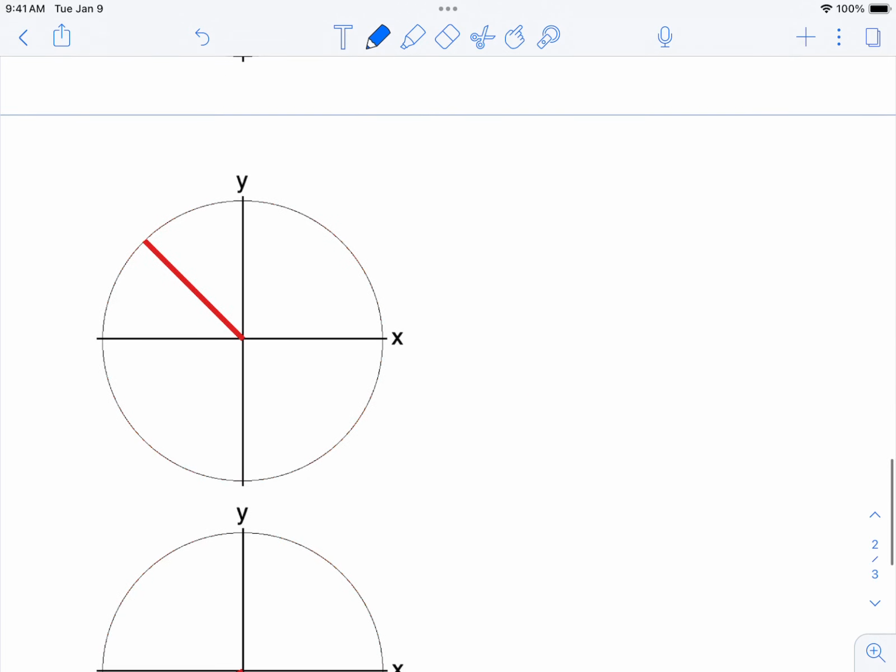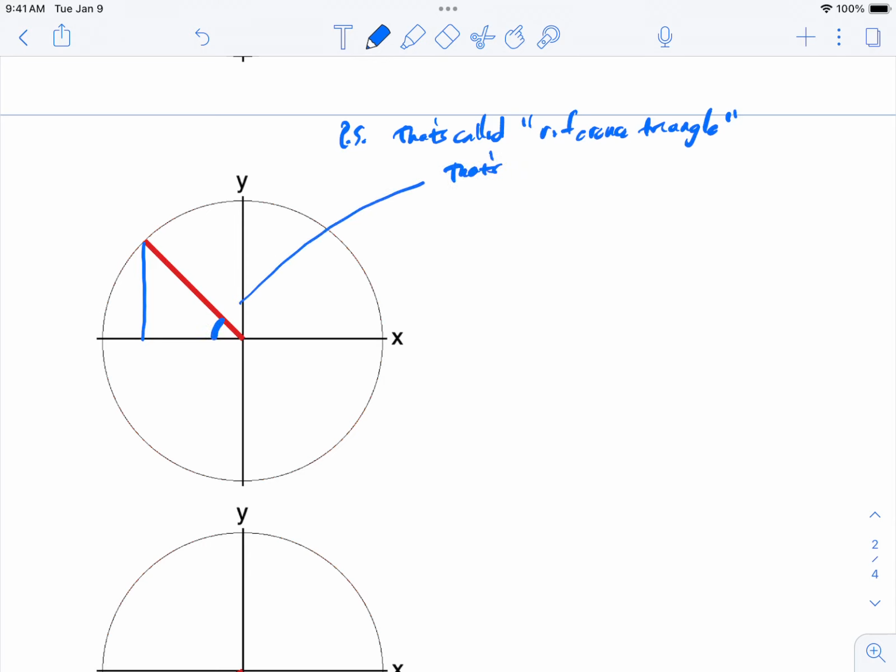Now we're talking fun. So what's going to be different here? Well, I'm still going to drop the perpendicular to the x-axis. That's called a reference triangle, and I'll show you why in a minute. And this angle here is called the reference angle for the reference triangle. I do want to throw those terms out there because you'll see them all over YouTube, all over Google. They're everywhere.